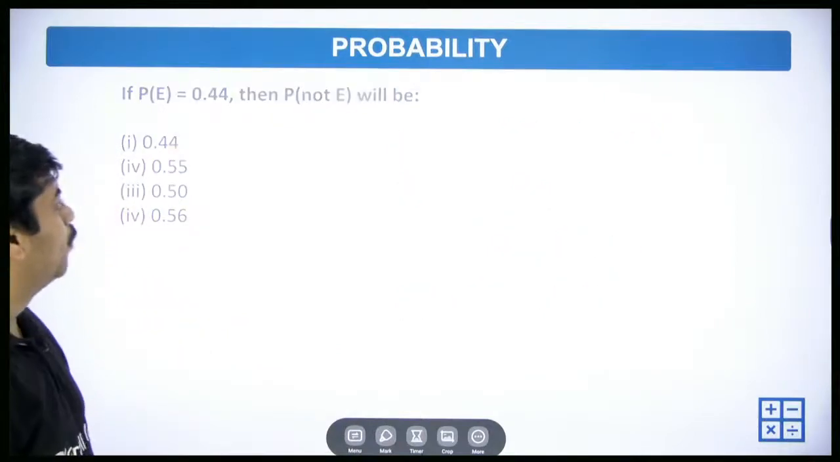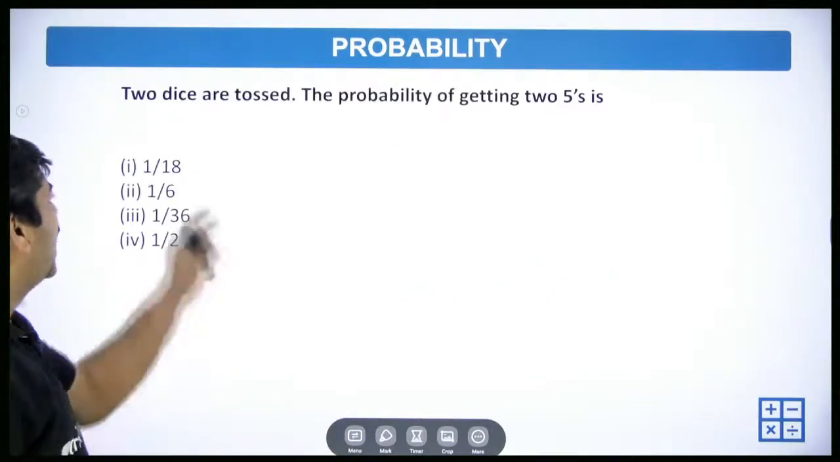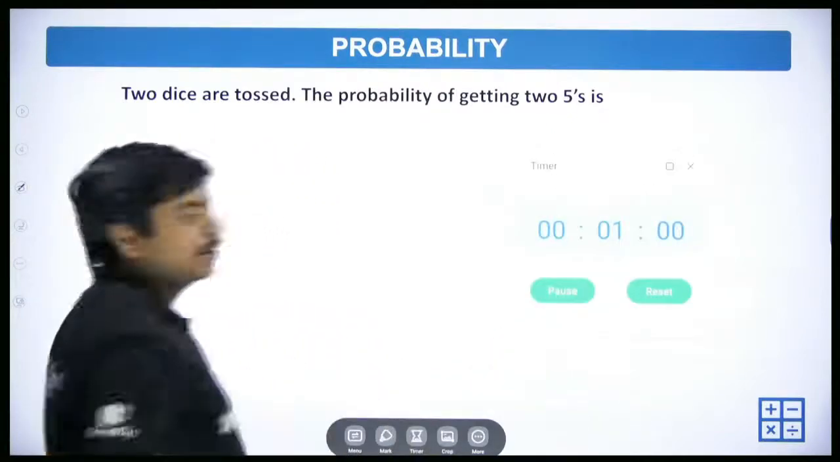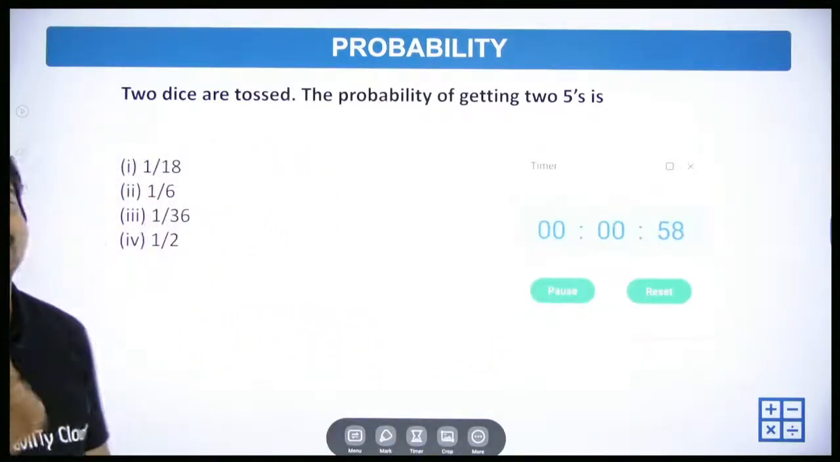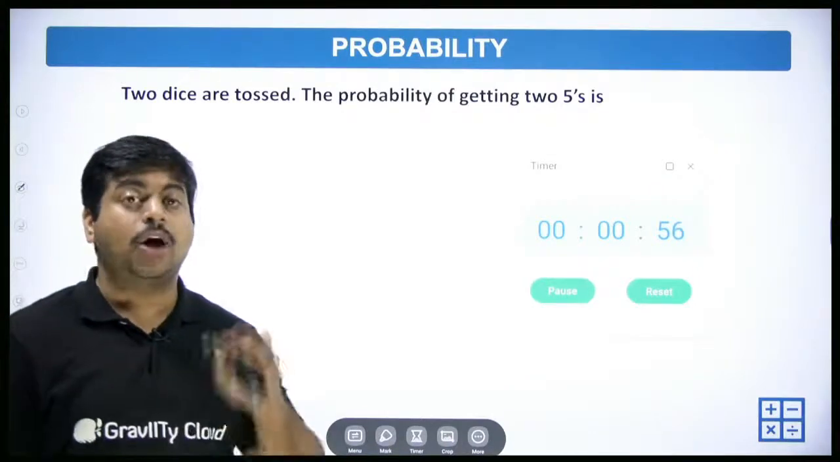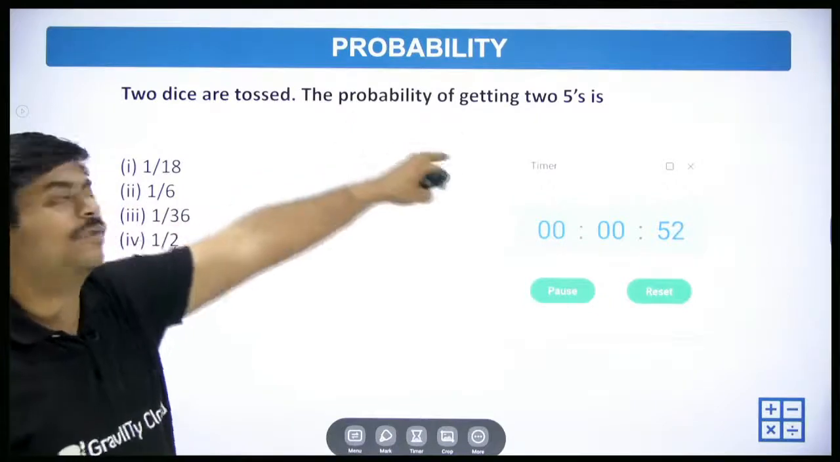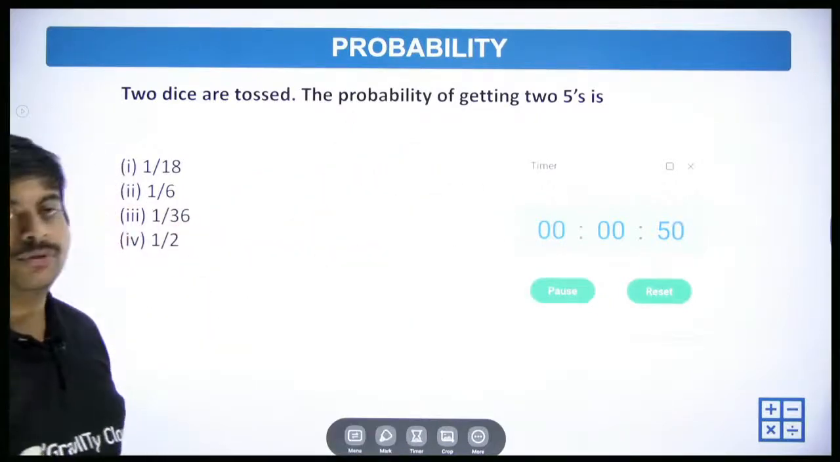Okay, so moving forward, 2 dice are tossed. The probability of getting 2 5s. As we also discussed, when 2 dice are tossed, how many cases do we get? And in those cases, the probability of getting 2 5s is. So please try to do it quickly.